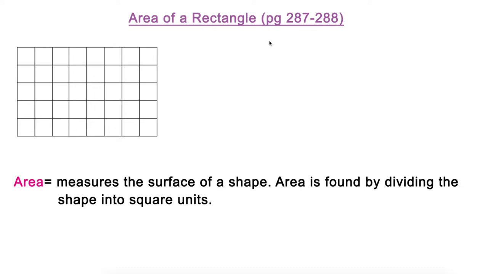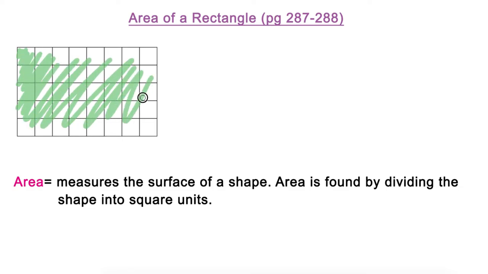Let's get started. We are continuing our lesson on area, and last time we learned that area measures the surface of a shape. Area is found by dividing the shape into square units. I have this rectangle here. Area would measure the inside part of my shape, so all this inside part here is area.